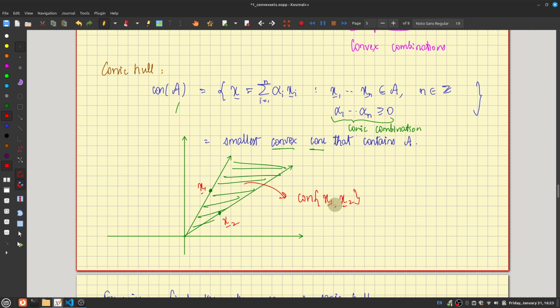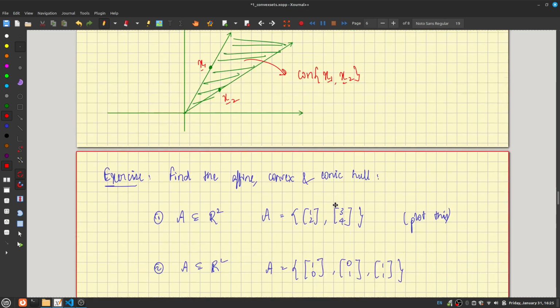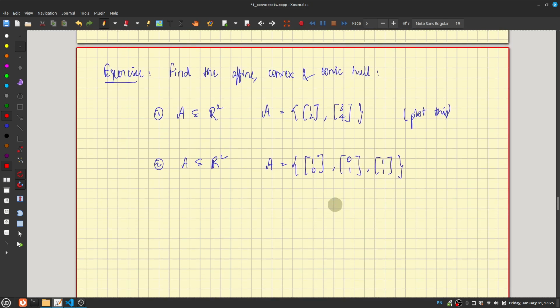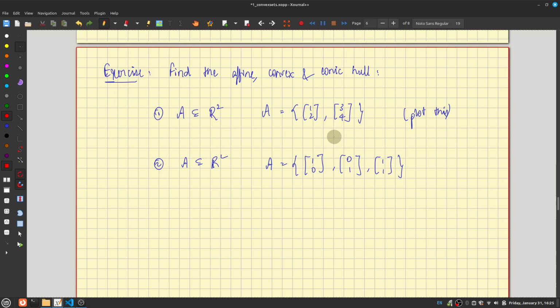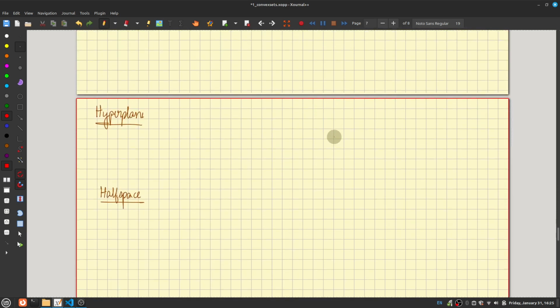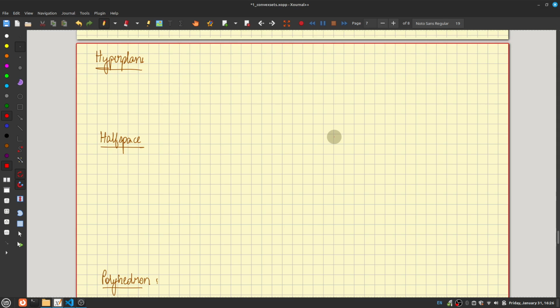Great. So just as a simple exercise, try to find the affine hull, the convex hull, and the conic hull of these two sets. Try to also plot what you get, but also try to get an analytical expression for these three sets. Anyway, this is in the notes.